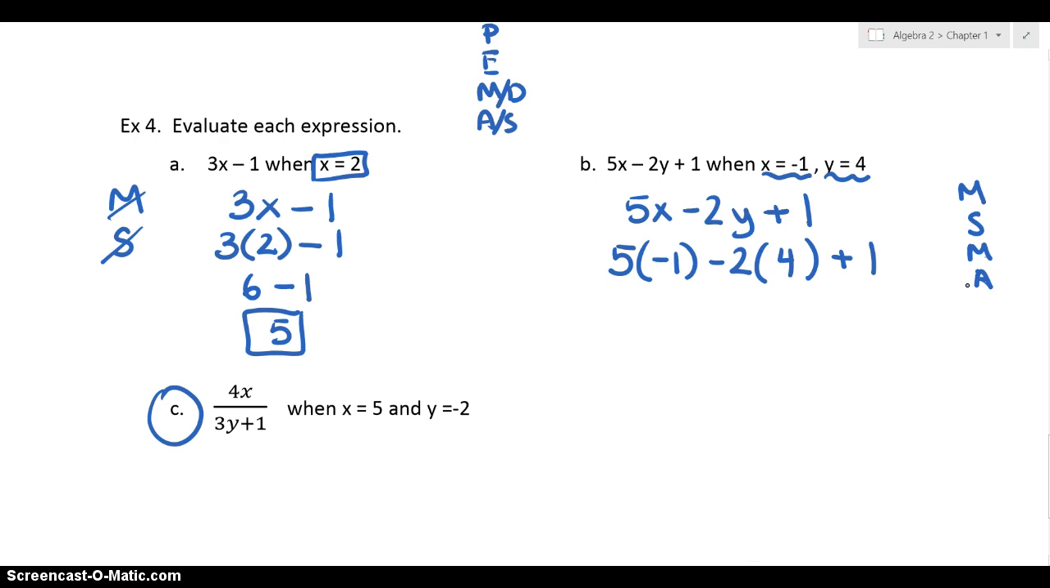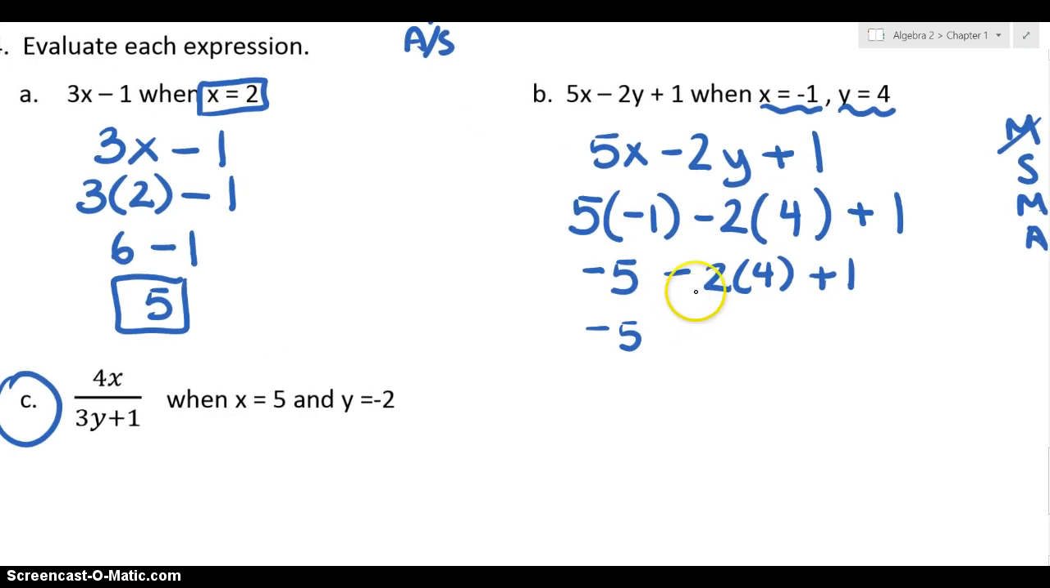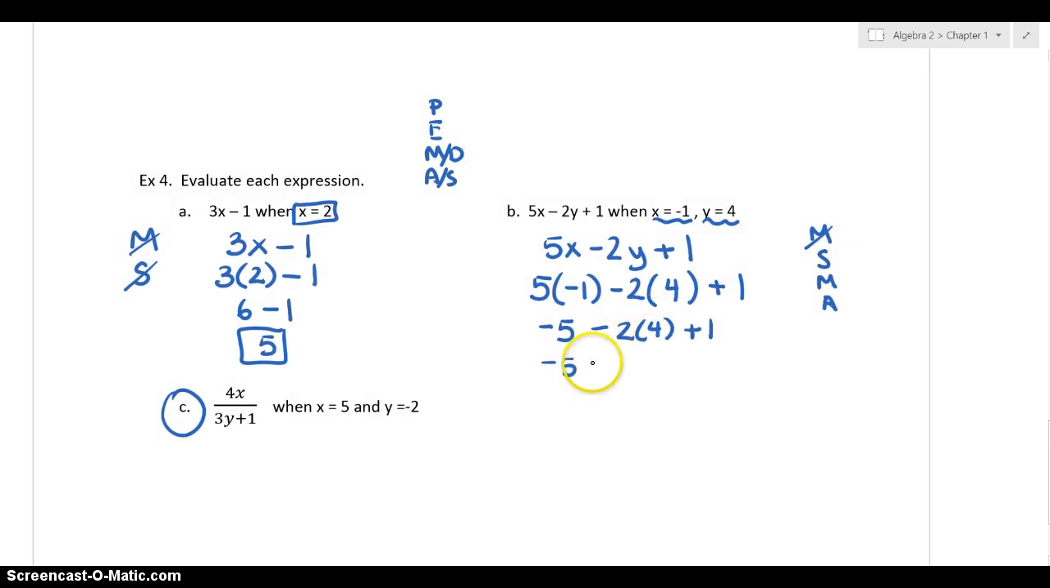So let's kind of go into multiplication first, because that's the third level, and the subtraction and addition are the fourth level. So 5 times negative 1 is negative 5, and I'm going to go ahead and bring everything else down. So we did that one. Now we do have to take care of the second multiplication, because that's level 3 again. So we have negative 5, and then we have negative 2 times 4. Well, that's negative 8. And I'm going to bring everything else down. So that's taken care of.